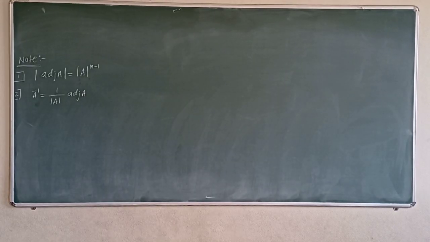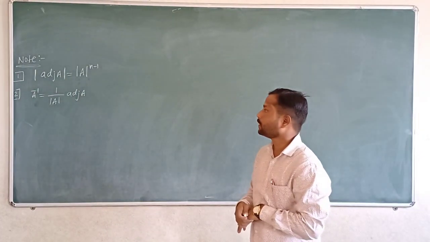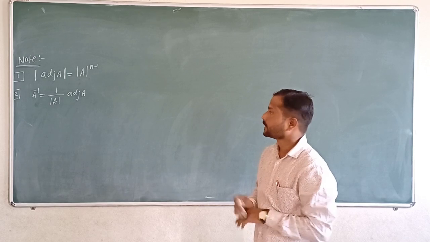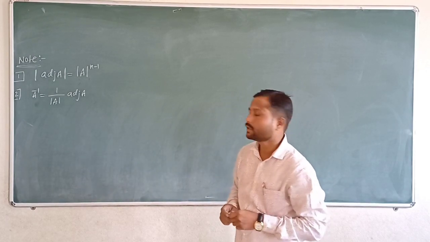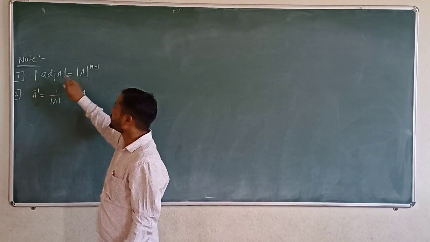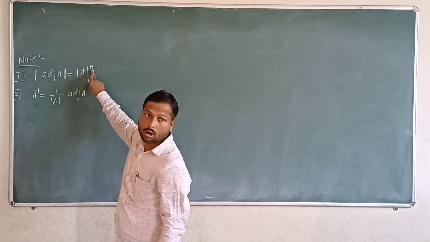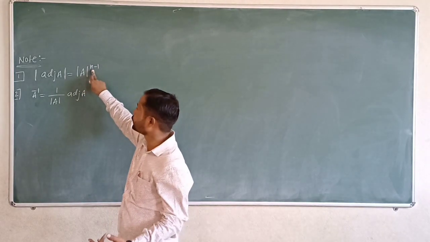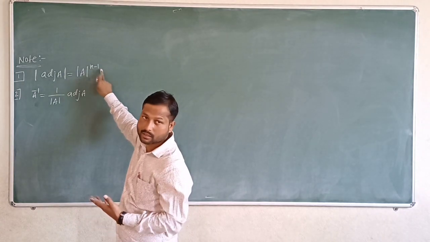Take up the note. The first point is determinant of adjoint of A is equal to determinant of A power n minus 1. Remember these two points. Here n means the order of the matrix. Suppose they are given 2 rows 2 columns, I take 2 minus 1; for 3 rows 3 columns, I have to take 3 minus 1 now.